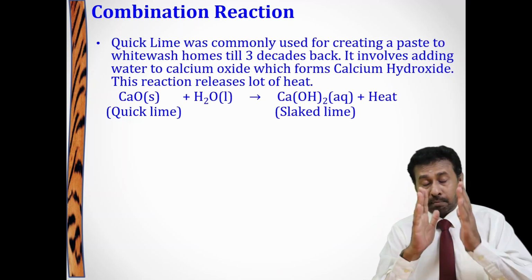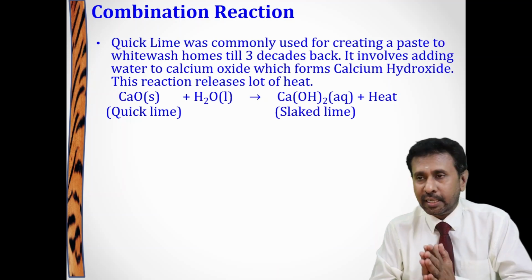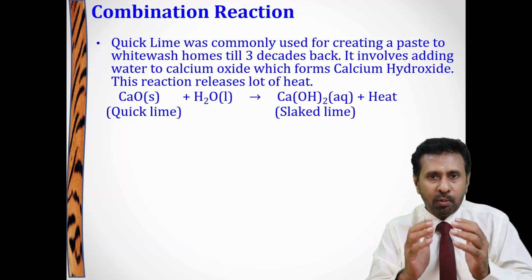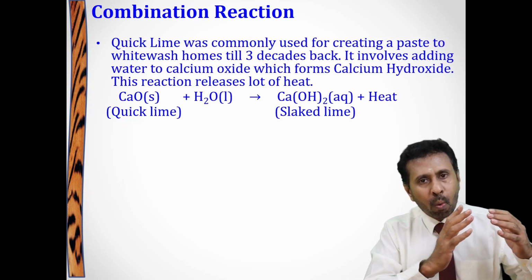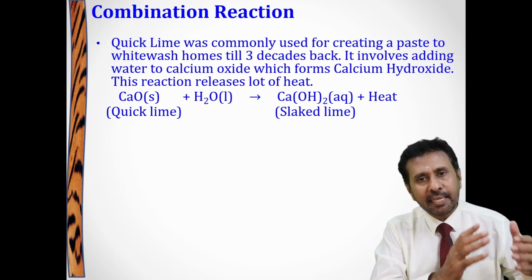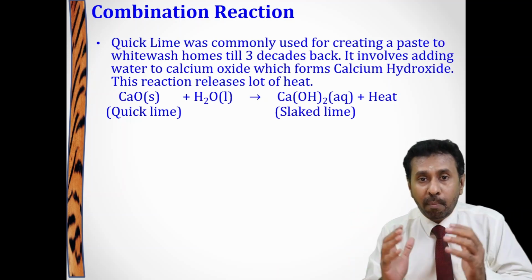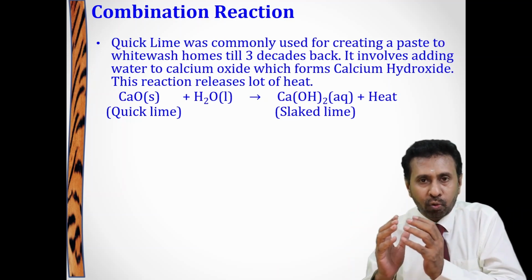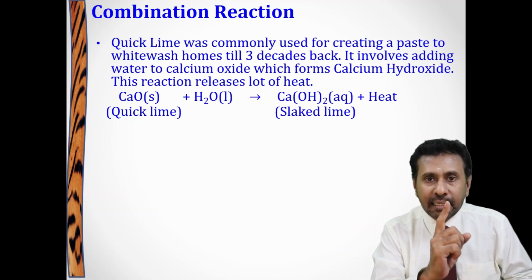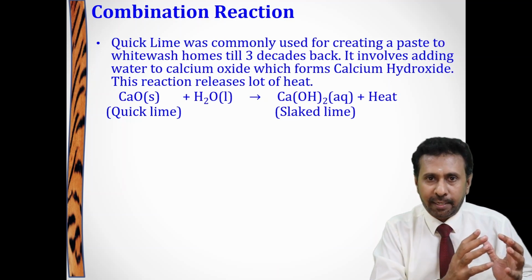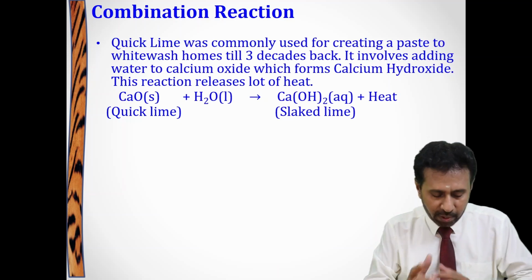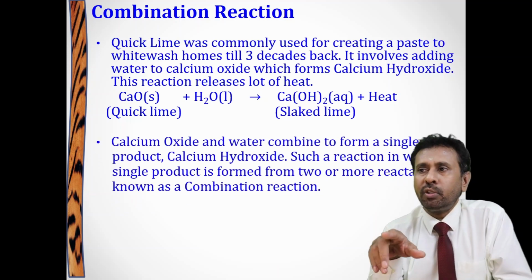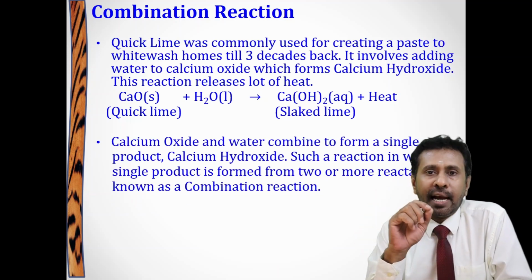But what we need to see here is quicklime plus water. There are two reactants here, quicklime and water. What is the product formed? The product formed is slaked lime. So there is a combination of two elements or two compounds which form a single compound on the product side. This is what combination is all about, right? So calcium oxide and water combine to form a single product, calcium hydroxide.